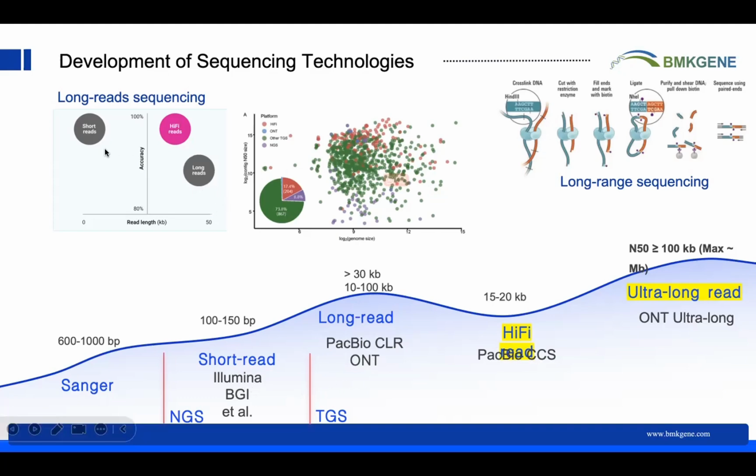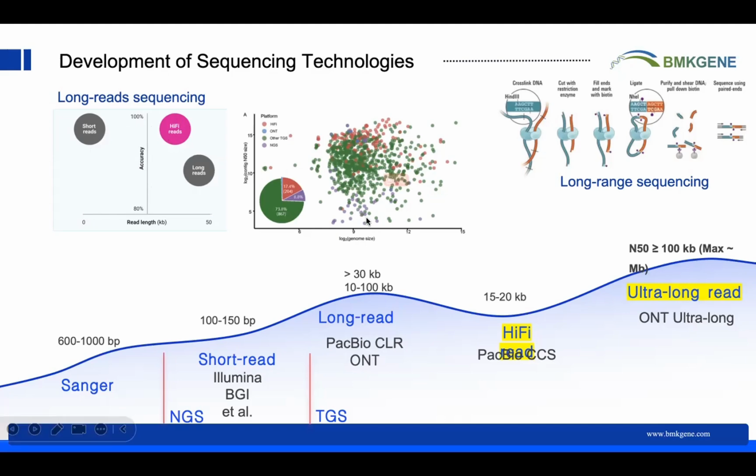So you can see here is a comparison. For long reads, PacBio CLR or ONT has a longer sequencing read length, but very low accuracy. Short reads are high accuracy, but have very short read length. But HiFi reads cover both advantages.